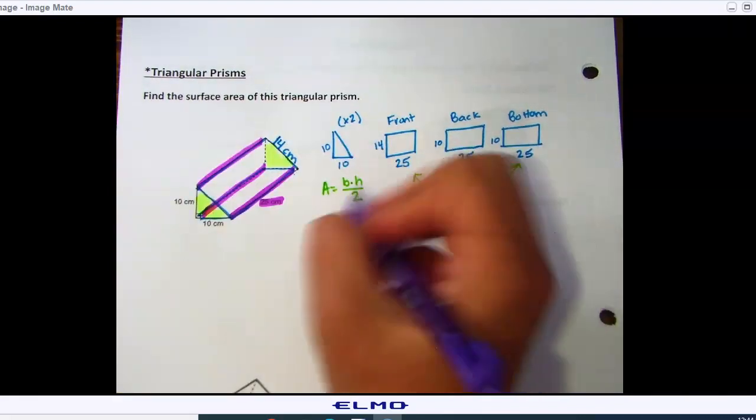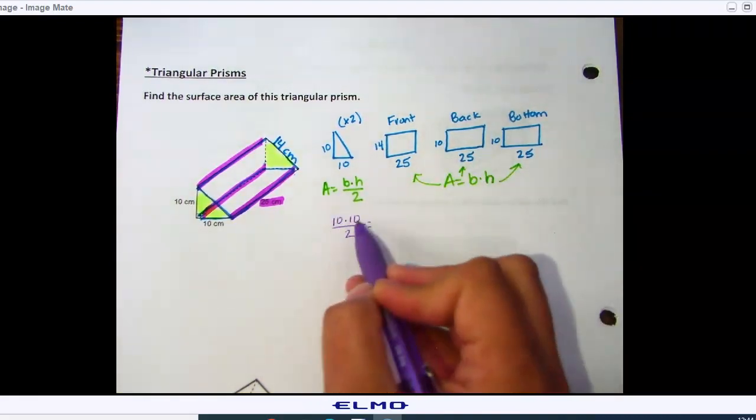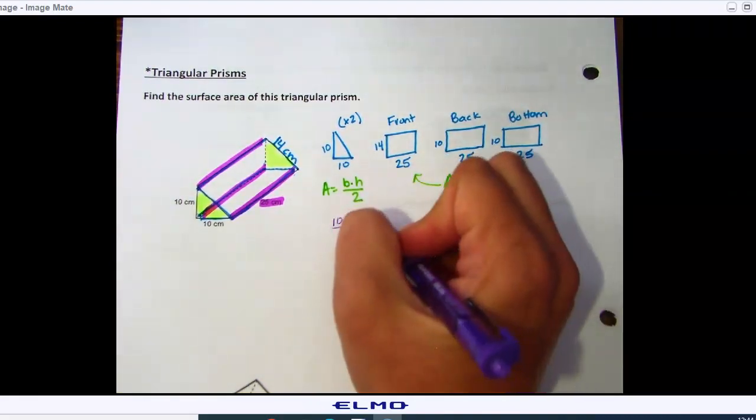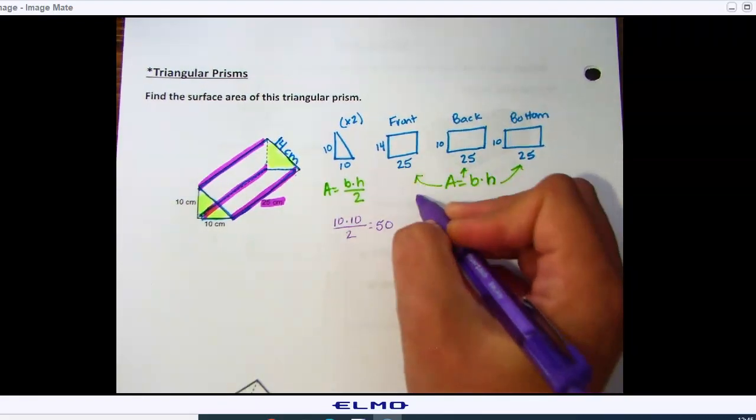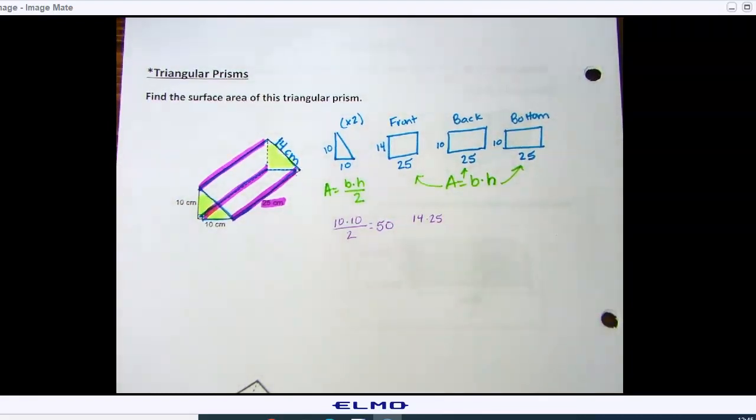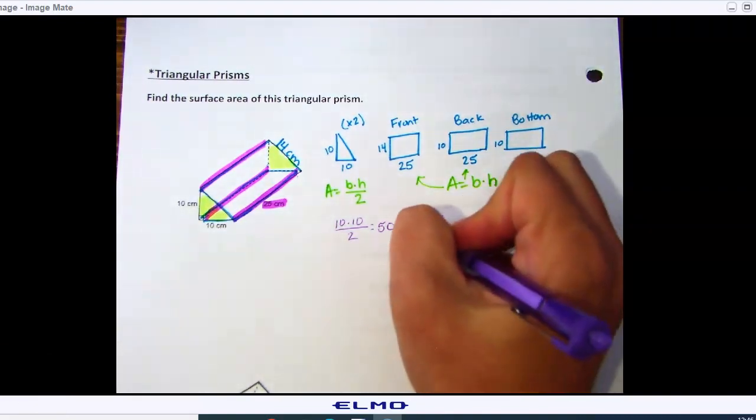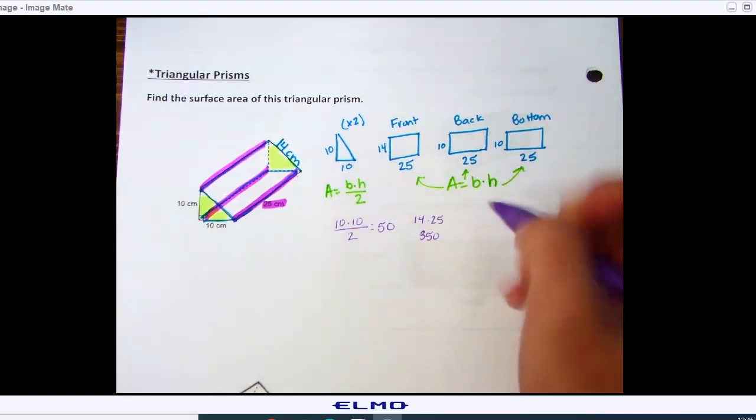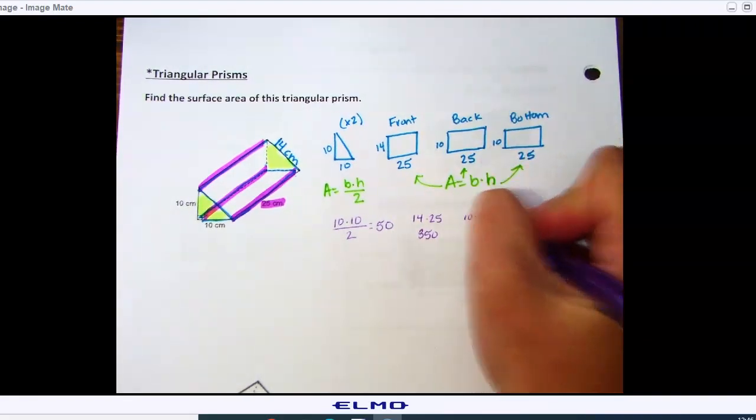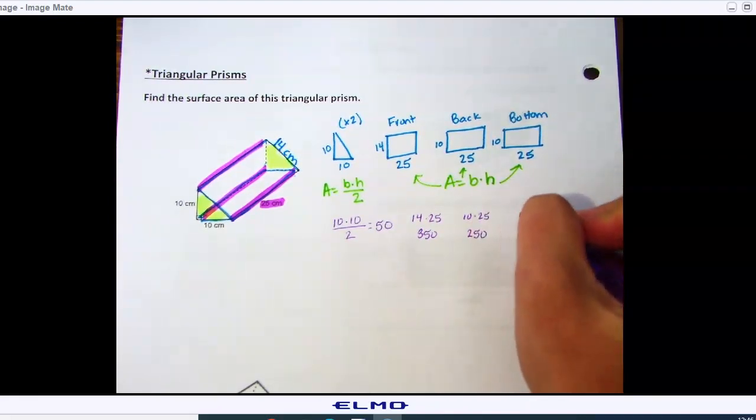So if we look at this, we've got 10 times 10 divided by 2. 10 times 10 we know is 100. 100 divided by 2 gives us 50. Our next one, we need 14 times 25. So 14 times 25 is 350. Then we're going to do 10 times 25, which we know is 250. And another 10 times 25, which is another 250.